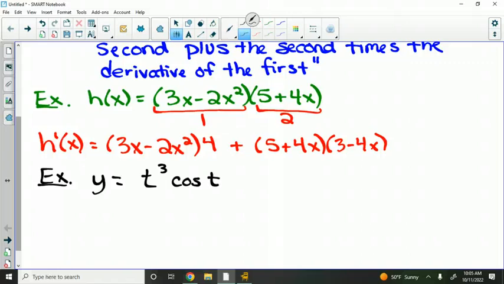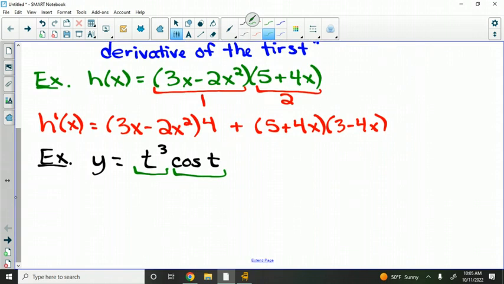So the important thing for the product rule is you have to be able to pick out the two parts. So we have our first and our second part. And then our derivative, the first times the derivative of the second. So what's our derivative of cosine? Negative sine. And we want to put parentheses around that or put the negative in the front.